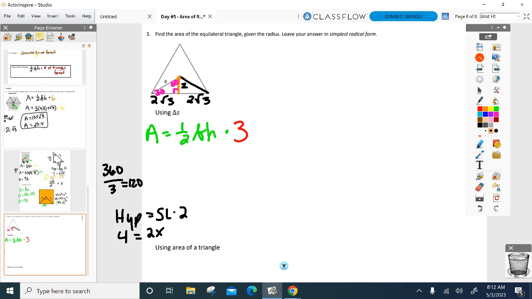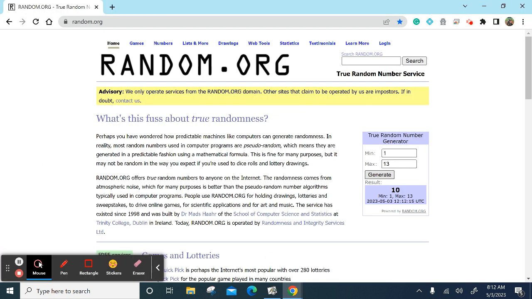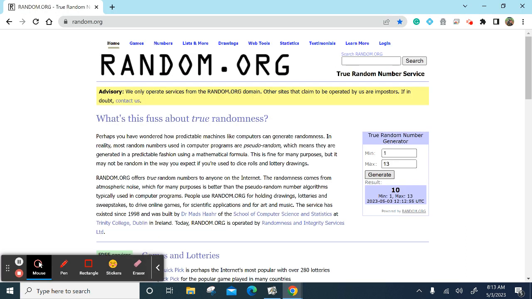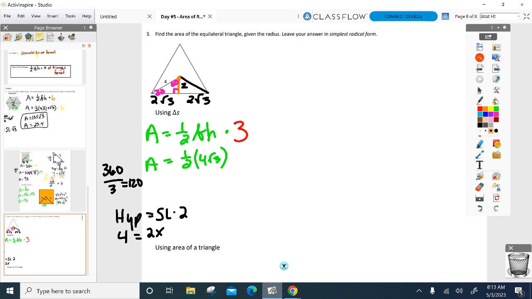All right, help me fill out my formula now. Area equals 1/2. What's the base length of that full triangle there? 2 radical 3 and 2 radical 3. Put them together. How long's the whole one? Perfect. What's the height of one of those smaller triangles? 2. And then, unlike the last problem, I got to multiply that by 3.